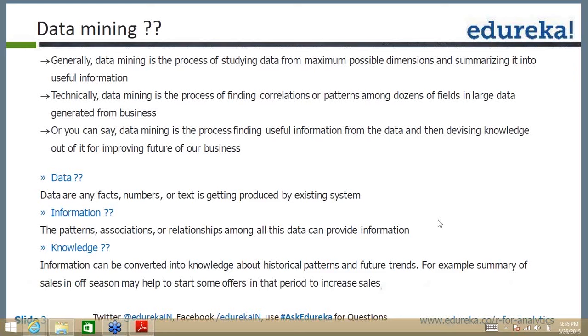So I'll just begin with a quick example. You can see the deck, there's so much information available here. It's a process of finding correlations, patterns, dozens of fields in large data, and it is also finding useful information from the data, devising knowledge out of it for improving the future, right? Because any data which is not analyzed, and as big data is growing, a lot of data is going to come in to us. Unless we know how to mine the data and derive the insights, it is as good as it doesn't exist. So mining is a very important aspect.